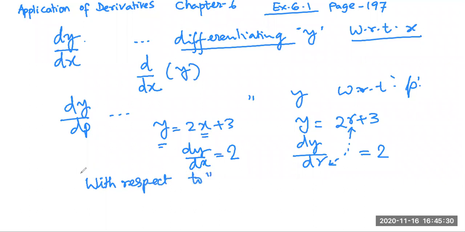So in all these questions, in the first exercise, 6.1, we need to understand what they are saying, with respect to what. Okay, I'll start writing the first question from the textbook, and then we will go through each question.